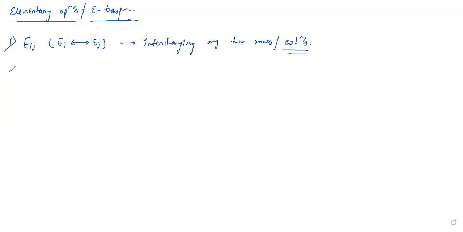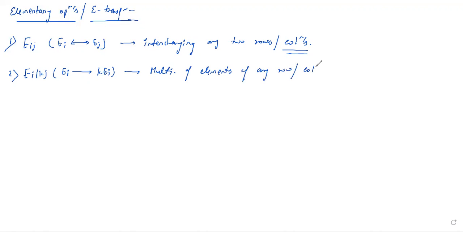Now the second one is the multiplication of elements of any row or column by a non-zero scalar, and this transformation is represented as Eik. That means we are applying Ei to kEi. This is multiplication of elements of any row or column by a non-zero scalar, and here k is the scalar.